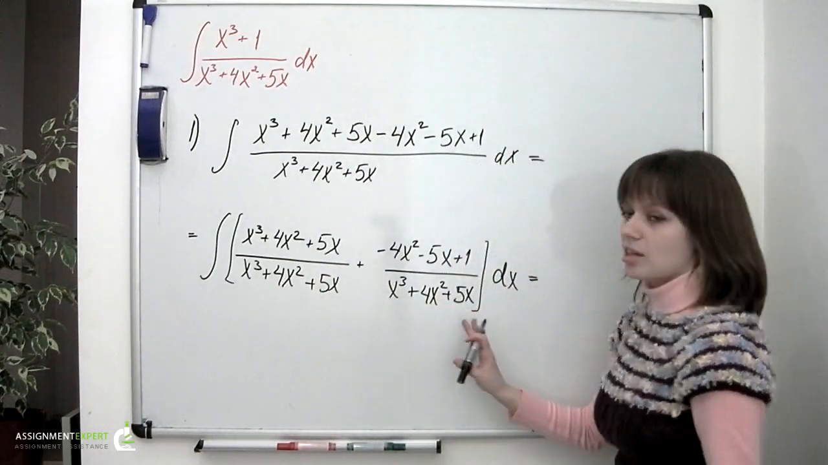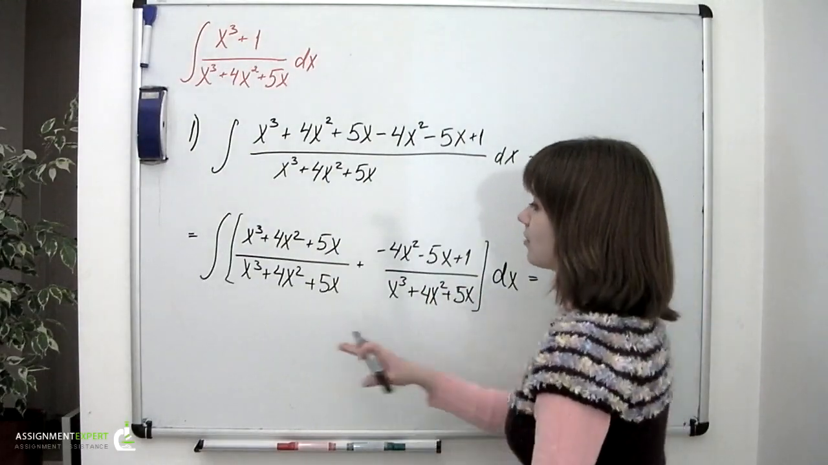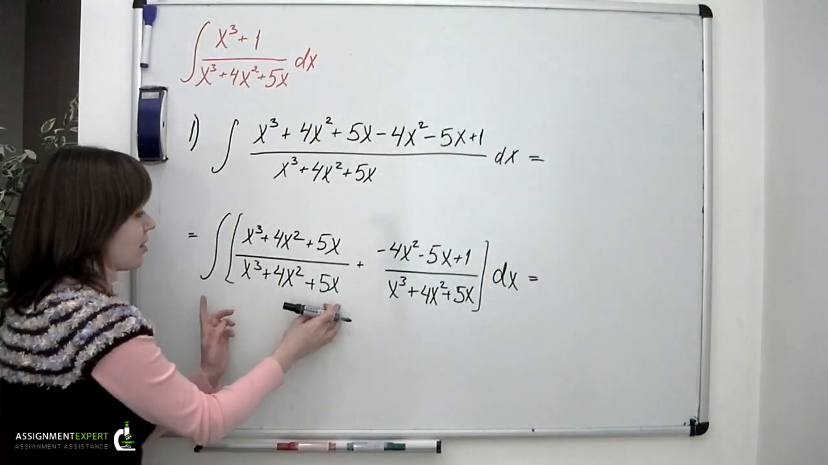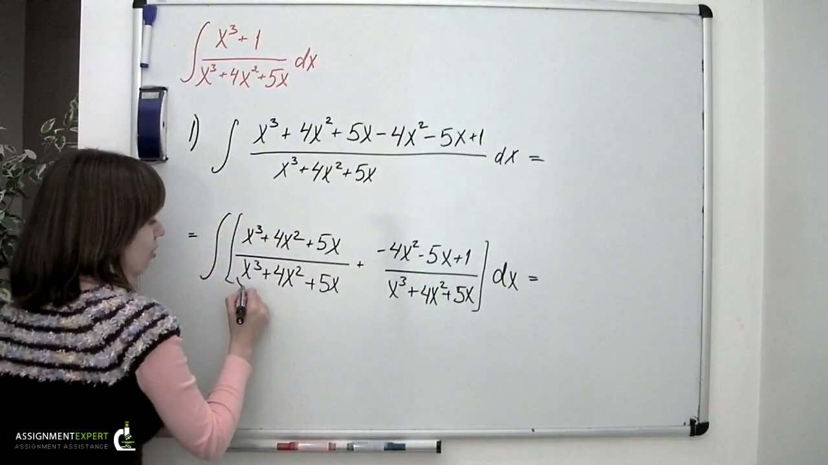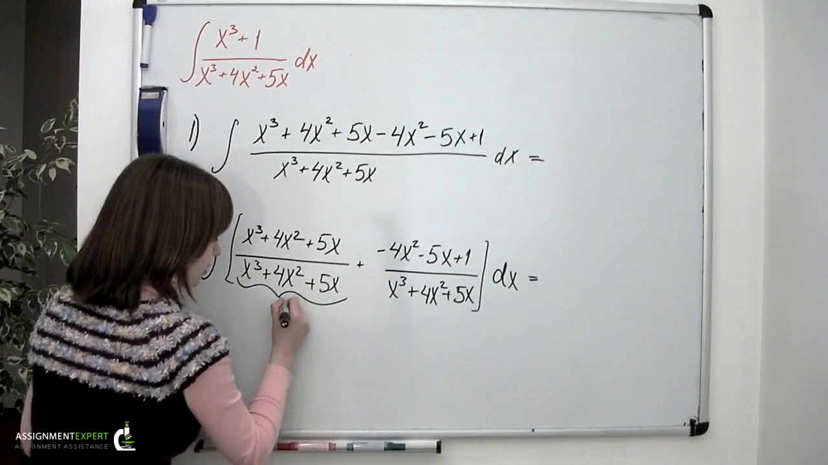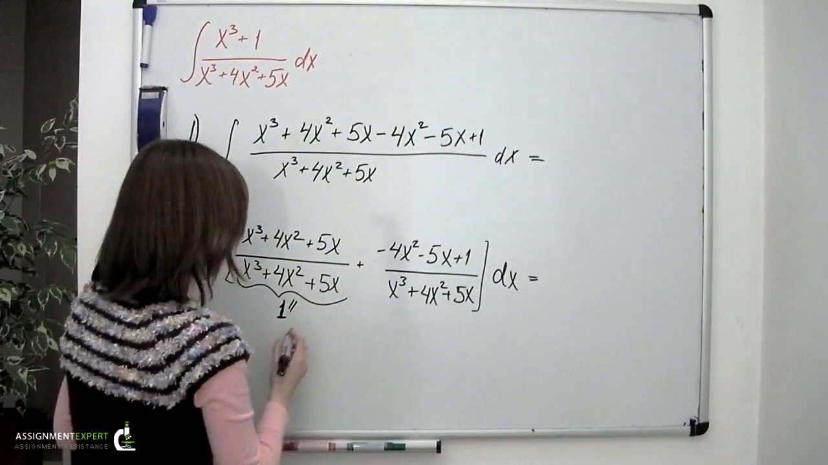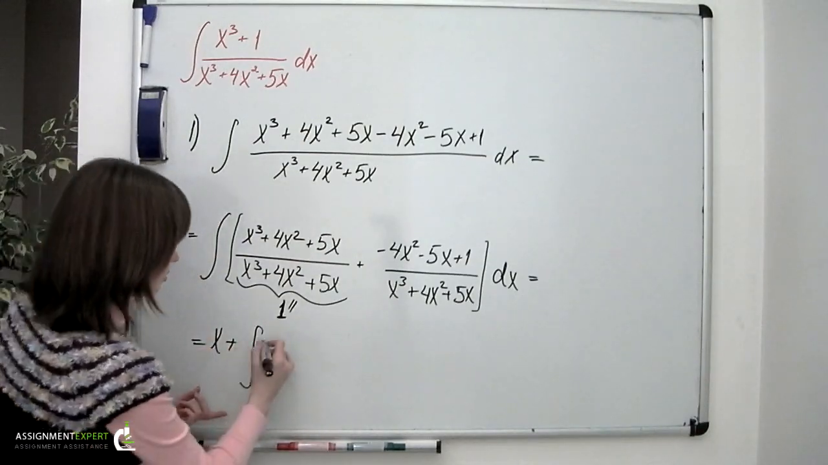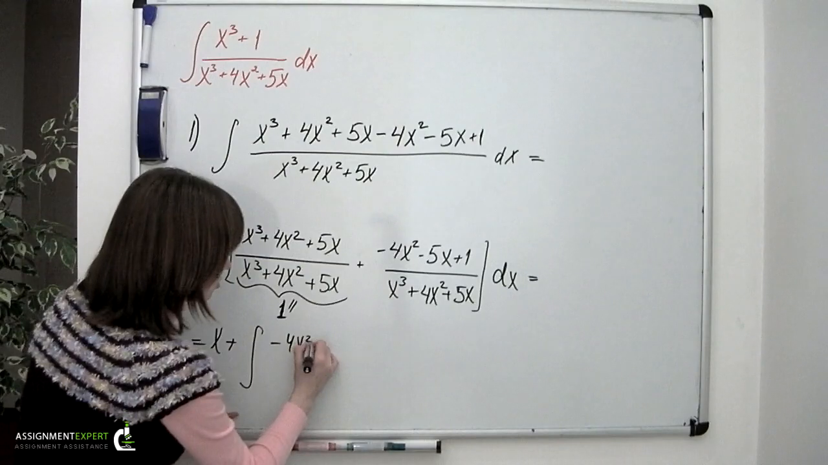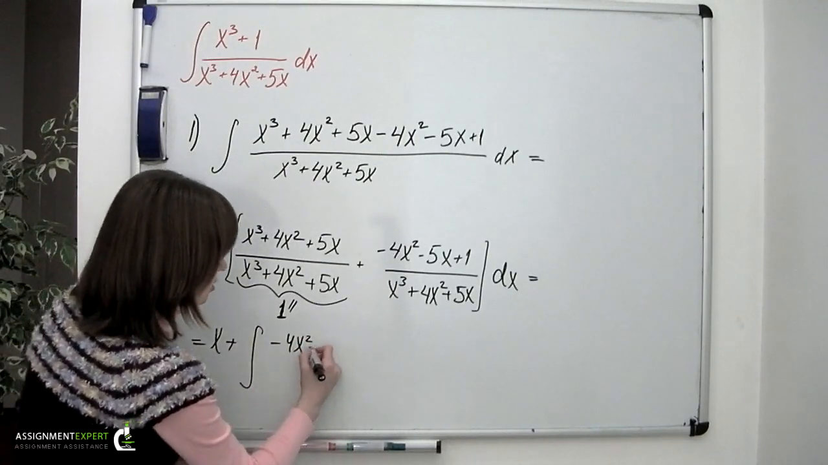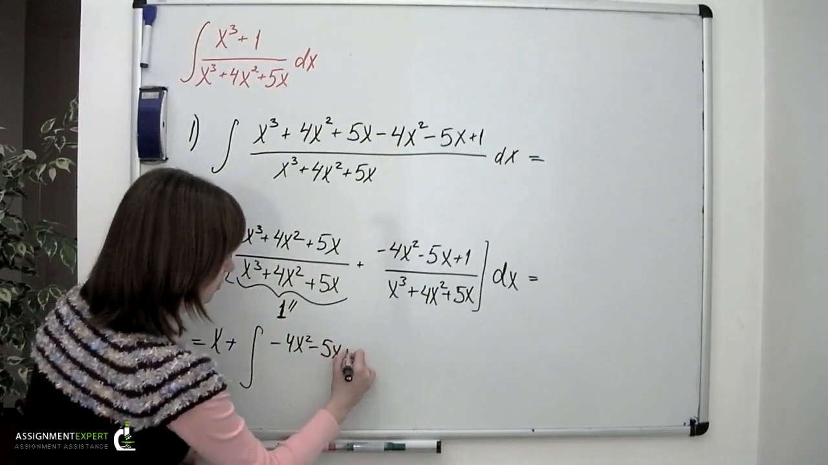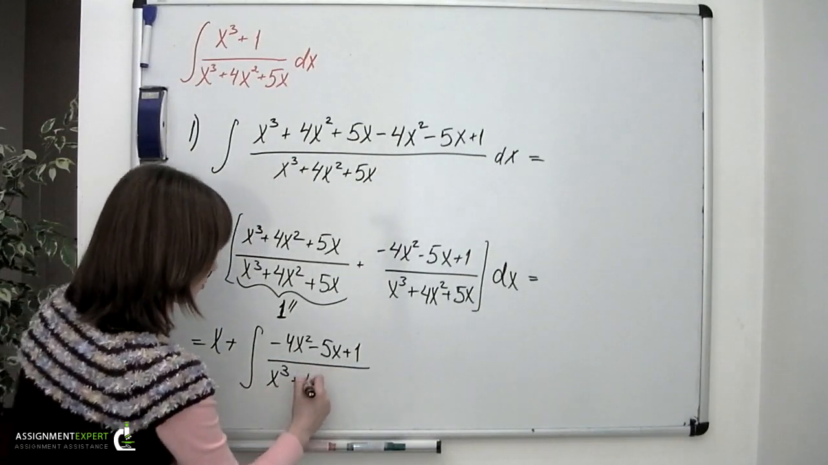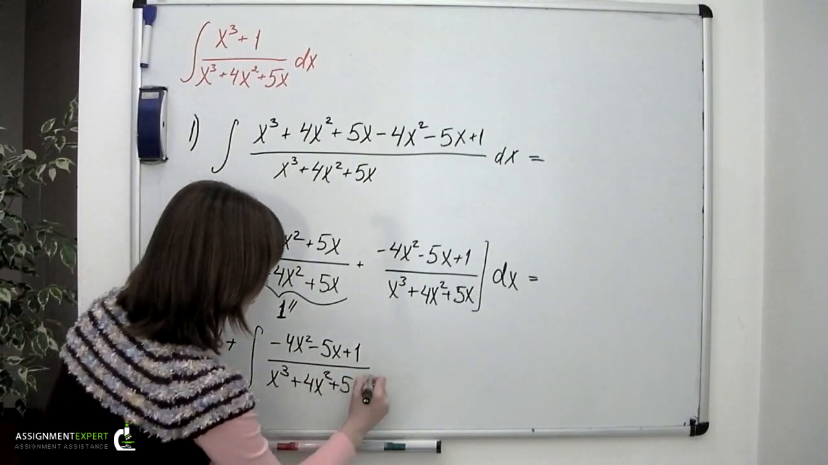As we know, the integral of the sum is equal to the sum of the integrals. So we can split this large integral into the sum of two. So we'll have the integral of this first fraction plus the integral of the second fraction. Now, obviously, this first fraction yields 1. So the first integral would be simply x. The second integral remains with no changes. So we have the integral of negative 4 times x squared minus 5x plus 1, over x cubed plus 4 times x squared plus 5x dx.